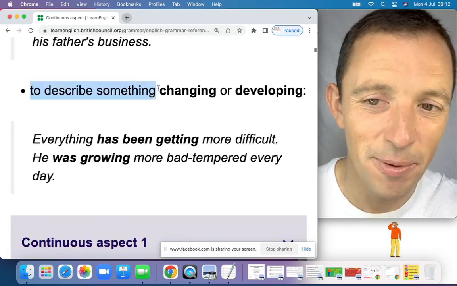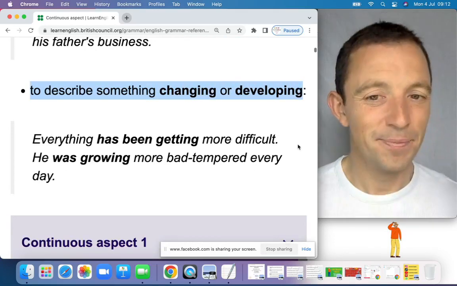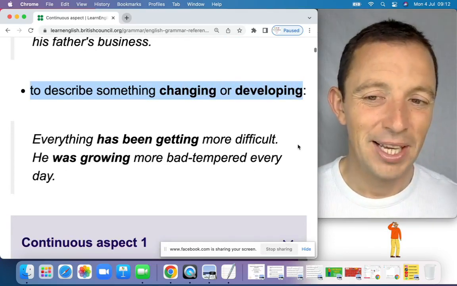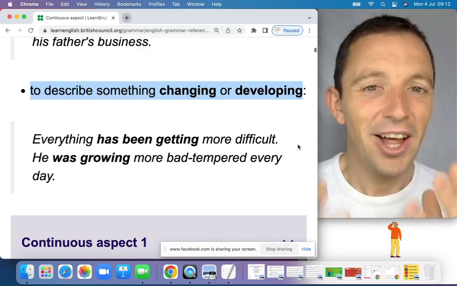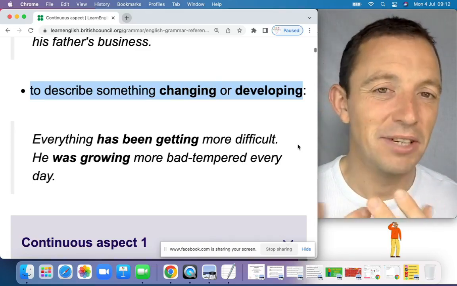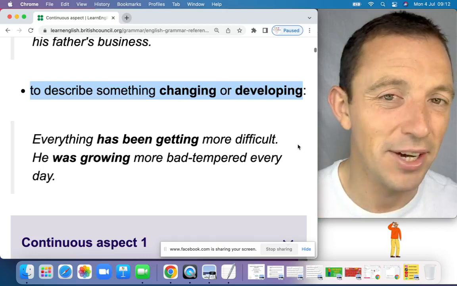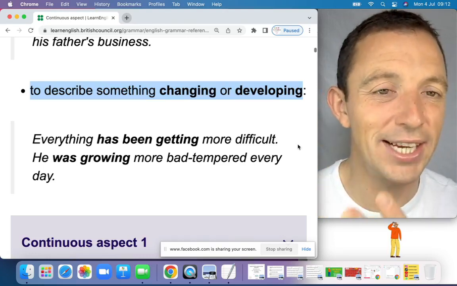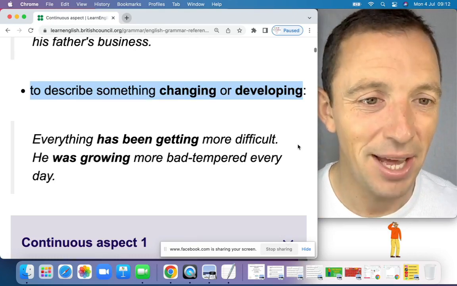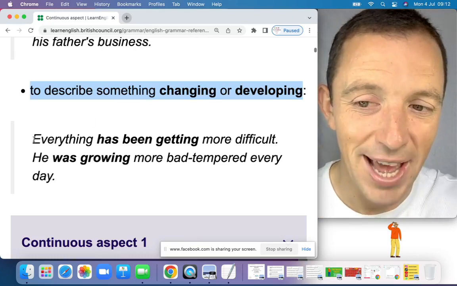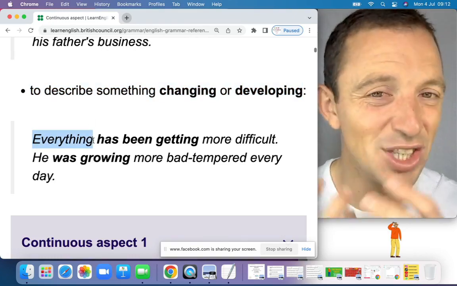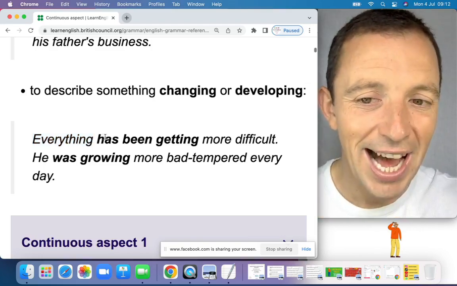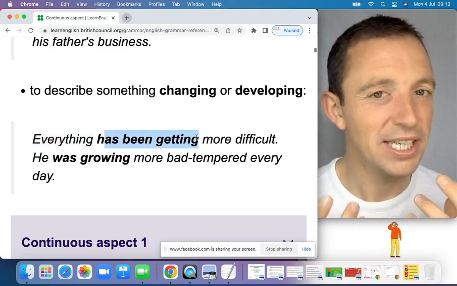To describe something changing or developing. So again, a lot of explanations, a lot of different perspectives, but this is the final perspective. We use the continuous to describe something changing or developing. So for example, everything, the subject, has been getting very difficult.